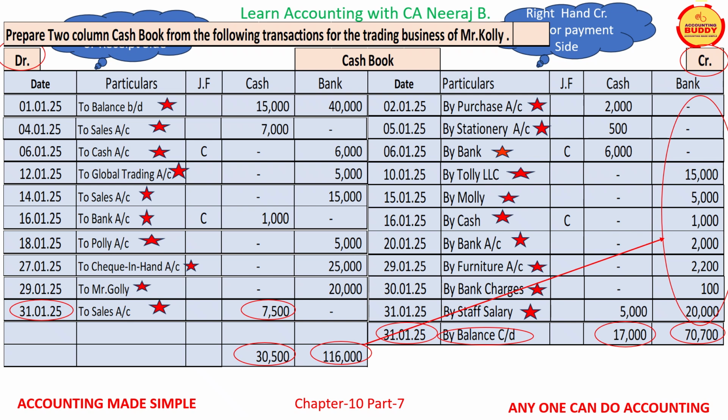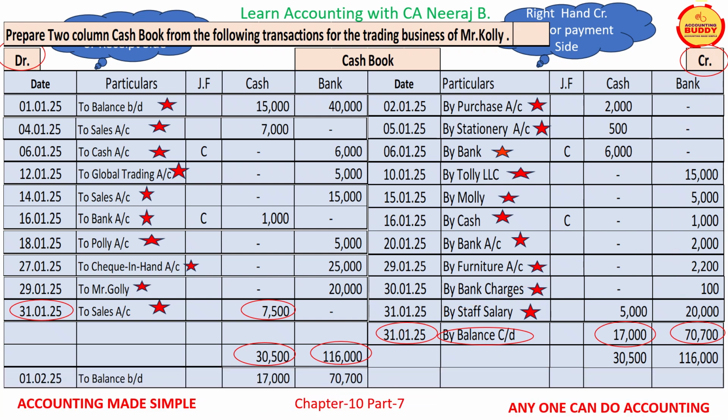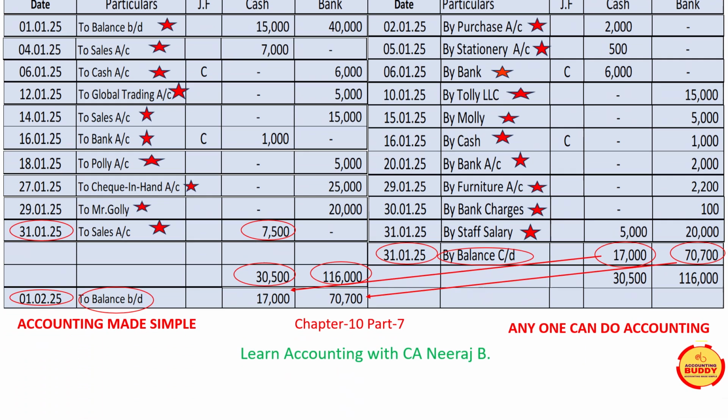This will make the total of the right hand credit side of the cash column $30,500 and the bank column $116,000. Thus the cash book is balanced. Now the closing balance of cash for $30,500 and the bank balance of $116,000 as on 31st January 25 will become opening balance as on 1st of February 25 by writing the words to balance brought down.